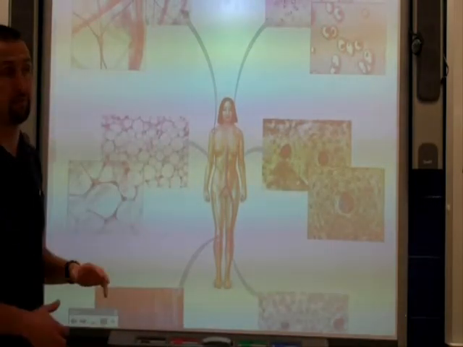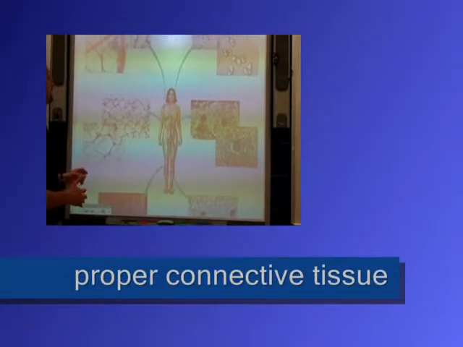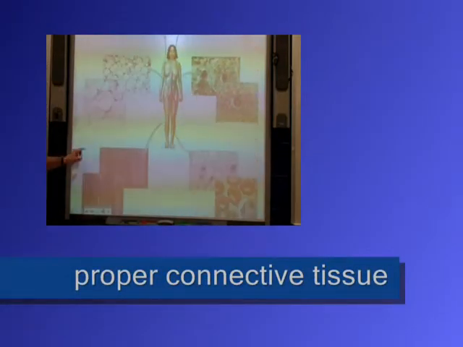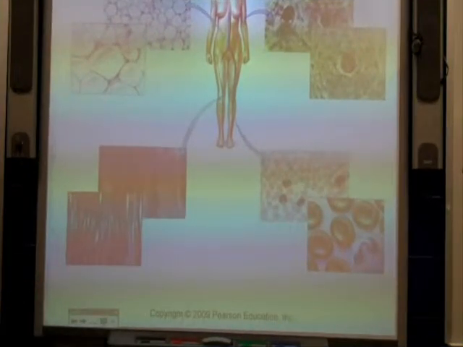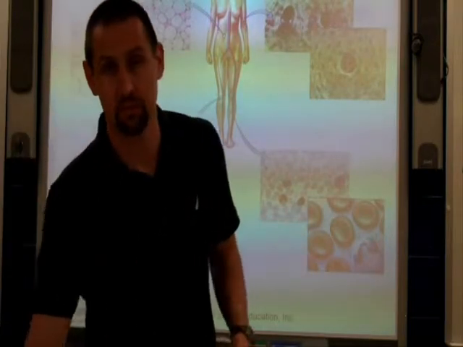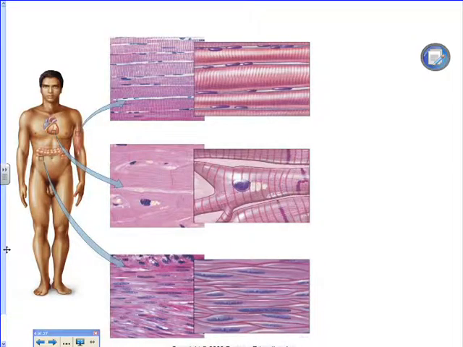The other kind of connective tissue proper are things like adipose tissue, where we store our fat, or things like tendons and ligaments, which connect muscles to muscles or bone to bone. Muscle tissue is only three kinds. There's only three different kinds of muscle tissue.